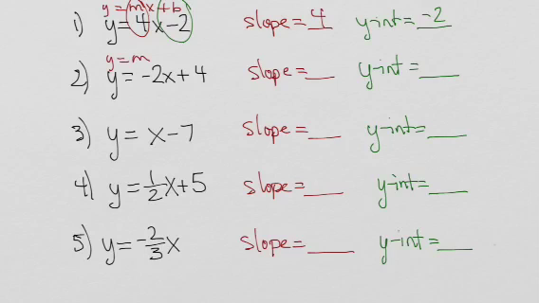Well, number 2, same idea. Y equals mx plus b. Slope is the number that's in the m spot, -2. The b, or the y-intercept, is the number that's in the b spot, and that's 4. All right, again, y equals mx plus b.